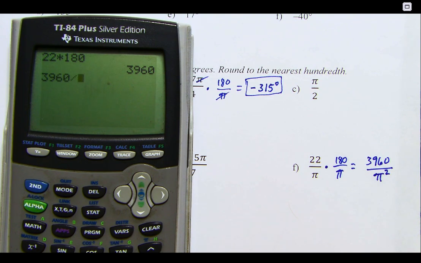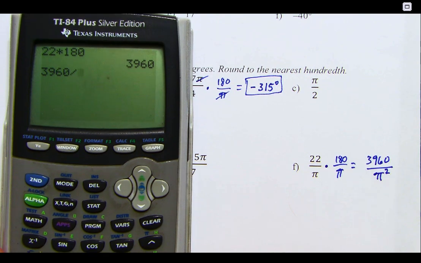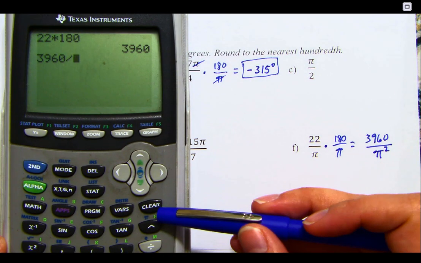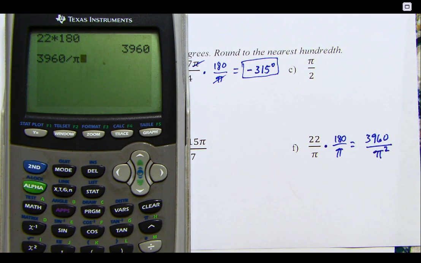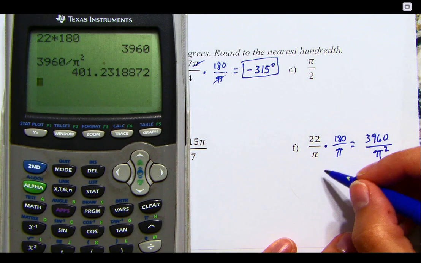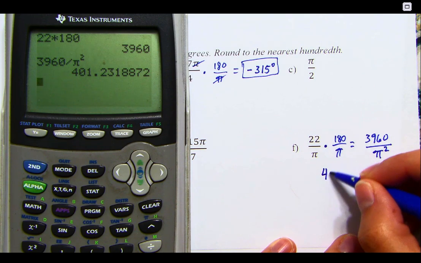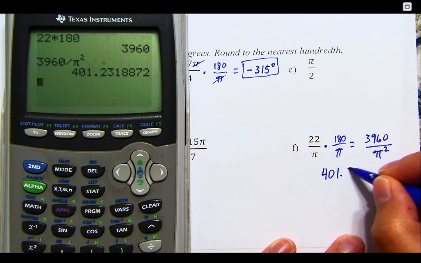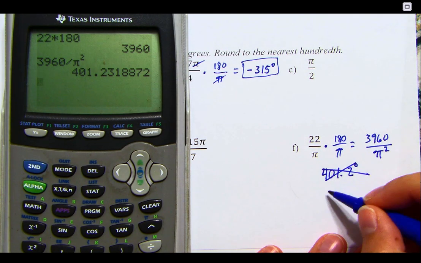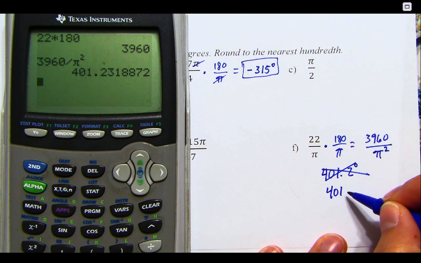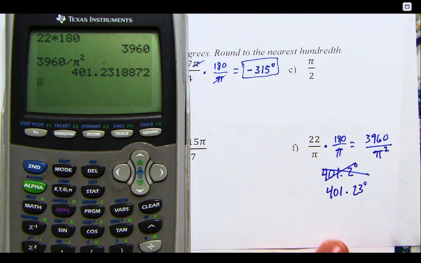3,960. We are going to divide it by pi squared, and on your graphing calculator, your pi symbol is above the caret key right here. So I'm going to press second and then the caret key, and that gives me the pi symbol. And then I'm just going to use my squared key to square it. And then I'm going to press enter. So the degrees for this one is approximately 401.2 degrees. Oh wait, nope, sorry, it says nearest hundredth. Make sure we round correctly. 401.23 degrees. So this would be my final answer for that problem.